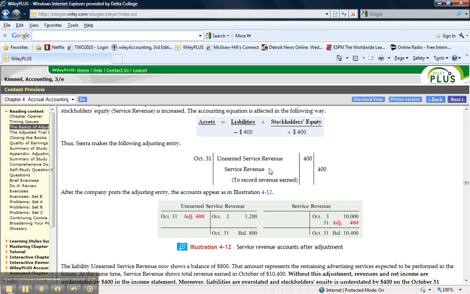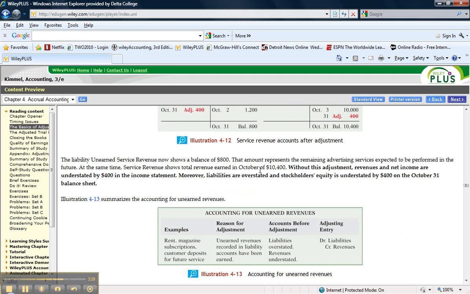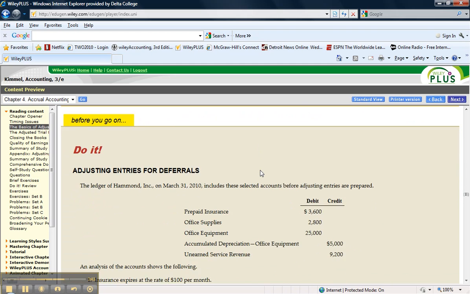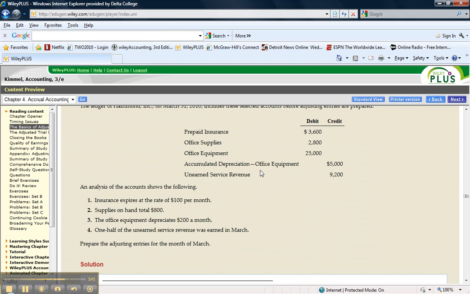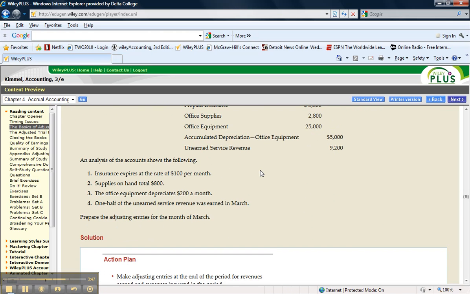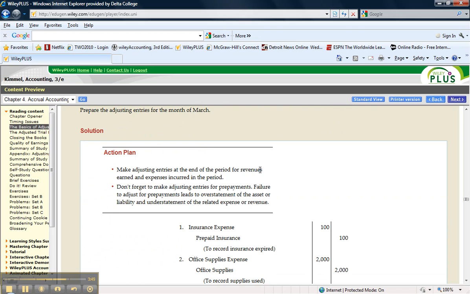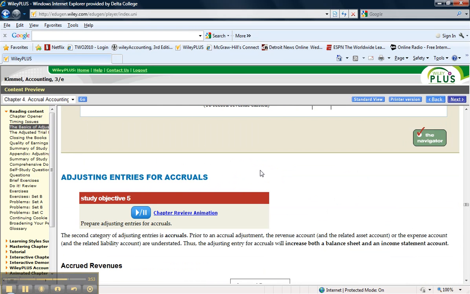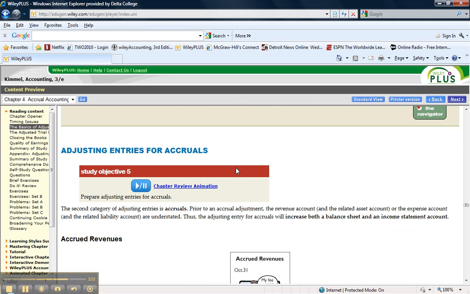You can see now why it's so important to understand the idea of debits and credits and what the effect of debits and credits are on all the different types of accounts, because you need to use those concepts all the time. So follow through in this book depiction of prepayment adjusting entries. It goes through a pretty good example here, and we'll get to study objective 5 next.